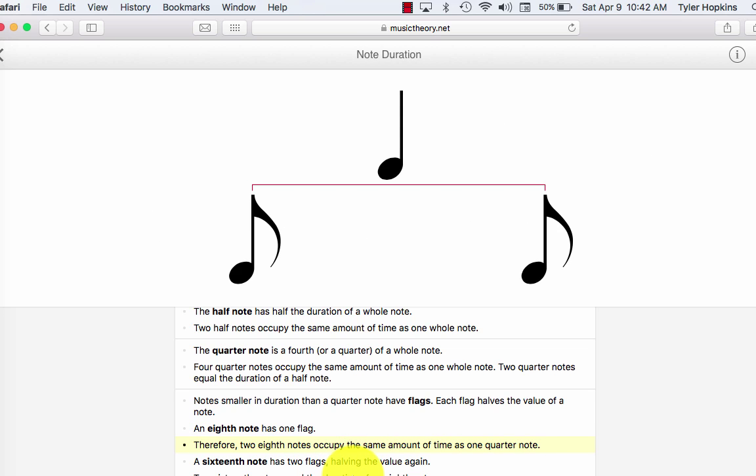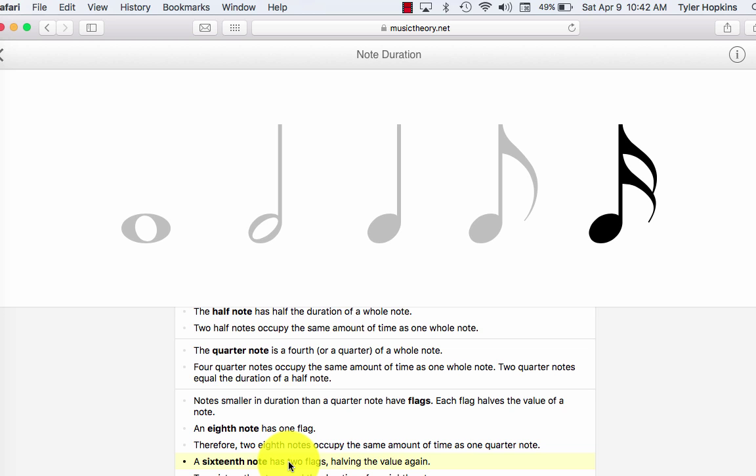Therefore, 2 eighth notes occupy the same amount of time as 1 quarter note. So this is 1 beat, and these are a half of a beat, as you can see here, which 2 halves equal 1 whole beat.